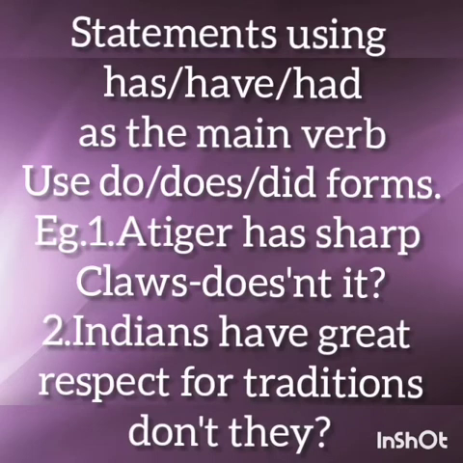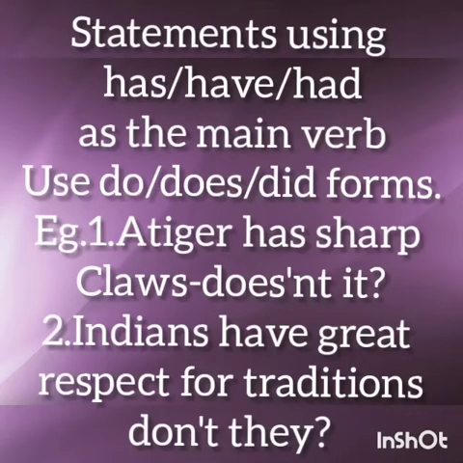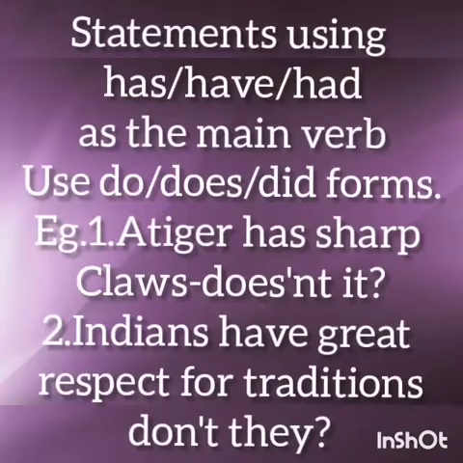Here in this rule, the statements use has, have, had as the main verb. If you notice the example, you won't be having another main verb. So the auxiliary has, have, had acts as the main verb. In such a case, the do, does, did form should be used. You have to see if the sentence is present tense and see the subject. If it is a singular subject, does should be used. In present tense, if it is plural, do should be used. And in past tense, singular or plural, did should be used.